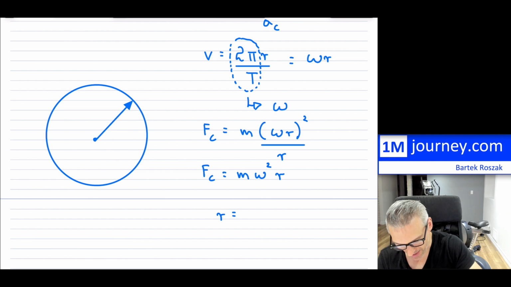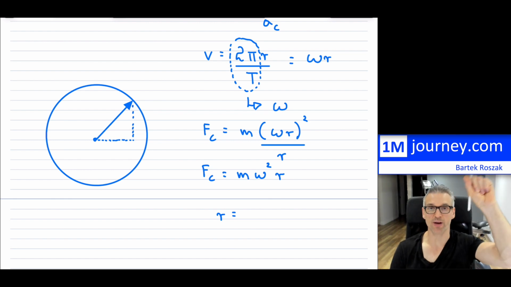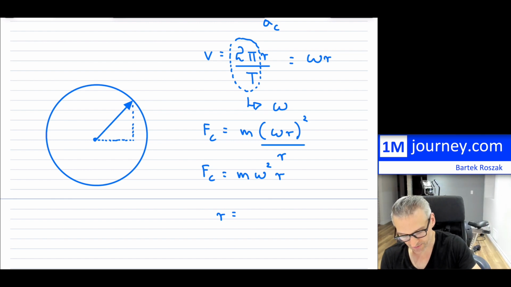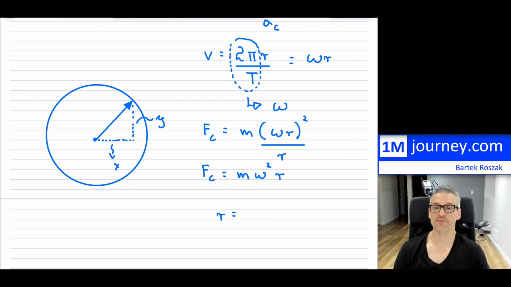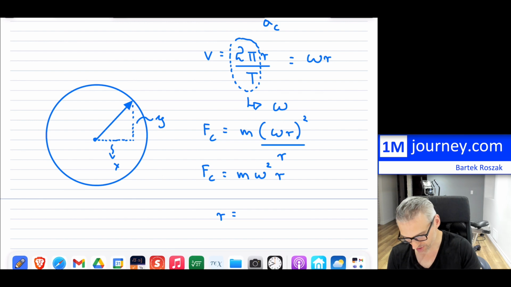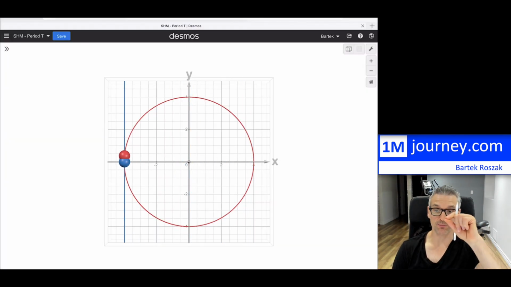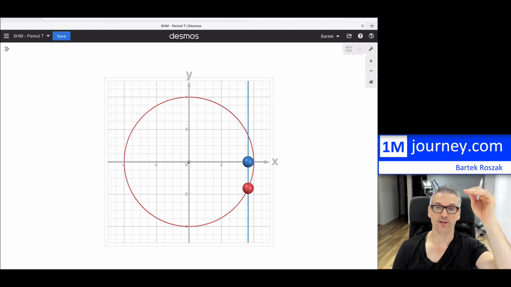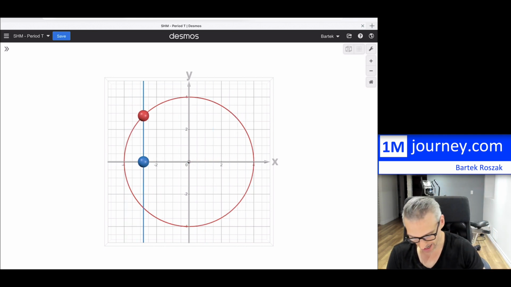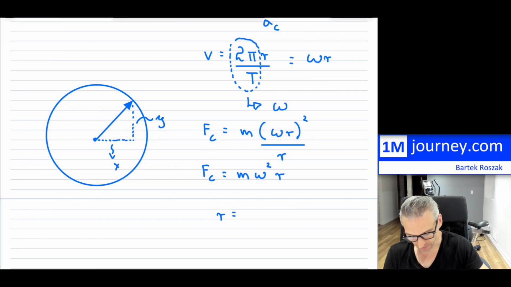And now that mass, of course, will have two components of its location. Sure, it has a radius r, but that radius will change what the y value and what the x value is. And we're interested in the x value. And this is exactly what you're seeing in the simulation. In the simulation right here, we are noticing that the blue ball is just a projection onto the x-axis. So hopefully that makes sense to you.